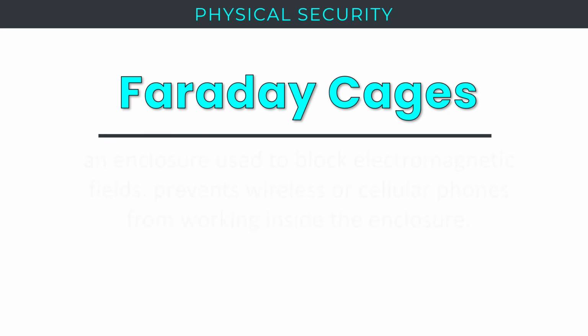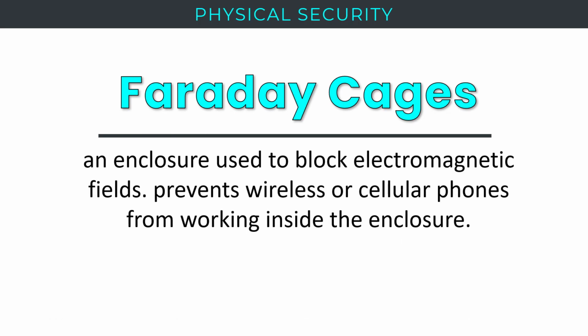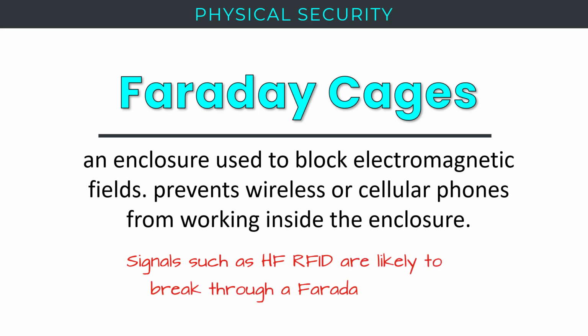Faraday cages. So Faraday cages are an enclosure used to block electromagnetic fields. It prevents wireless or cellular phones from working inside the enclosure. However, signals such as high-frequency RFID are likely to break through a Faraday cage, just FYI.